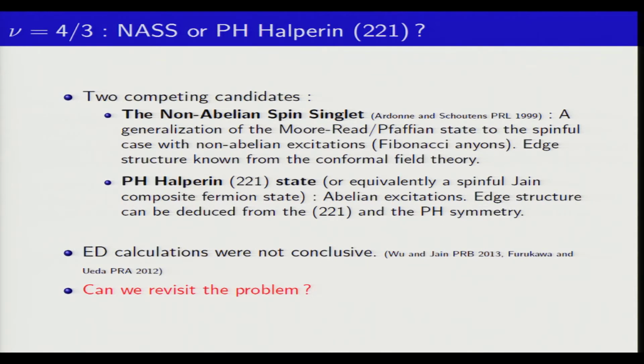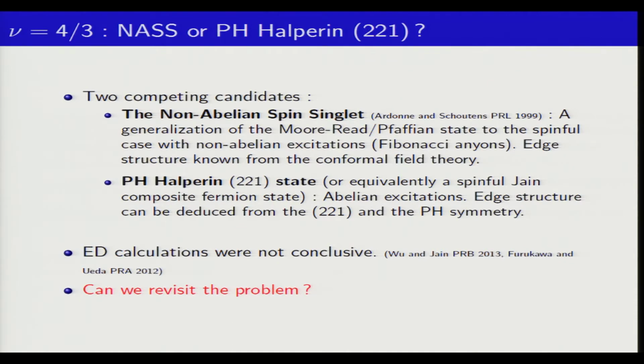The particle-hole conjugate of the Halperin 221 state, that you can also rewrite as some Gen composite wave function, on the other hand, has only abelian excitations, but we also know how to deduce the edge structure just by using this particle-hole conjugation. The particle conjugation also tells you, when you know the edge structure of one state, what will be the edge structure of the particle-hole conjugate. So these are the two main suspects for the 4/3 state.